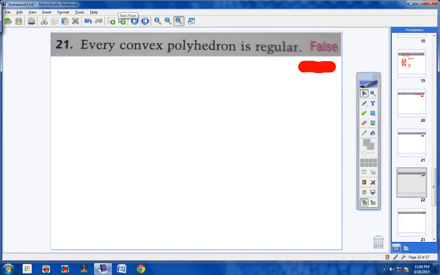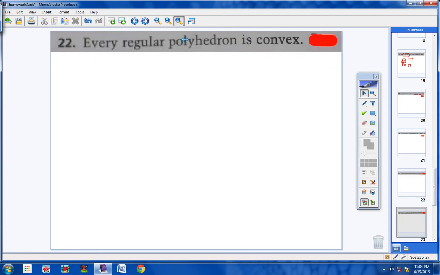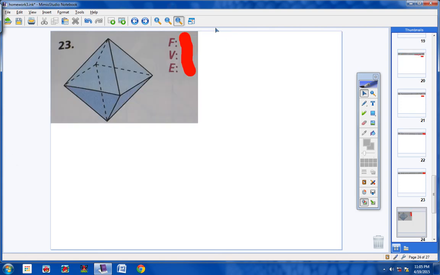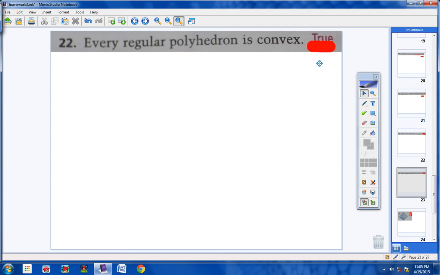Now, this one's interesting here, guys. I'm not going to do any proofs. This was challenging for me. Now, the answer is true. Just so you know, the answer is true. But here's what I tried to do. I tried to draw a non-convex polyhedron that was regular, and it couldn't be done. I tried and tried, so yes, it is true. Every regular polyhedron is convex.